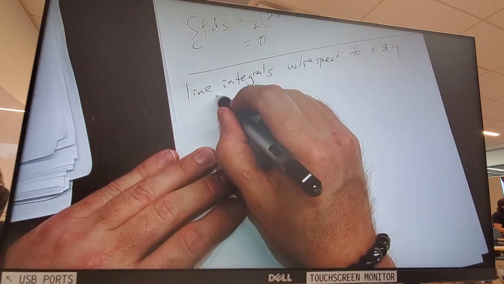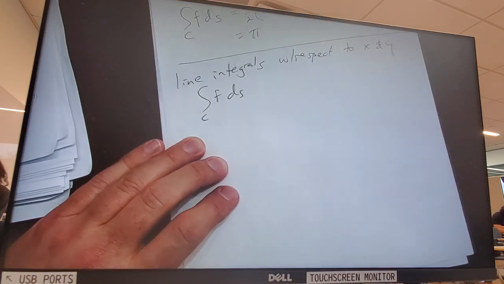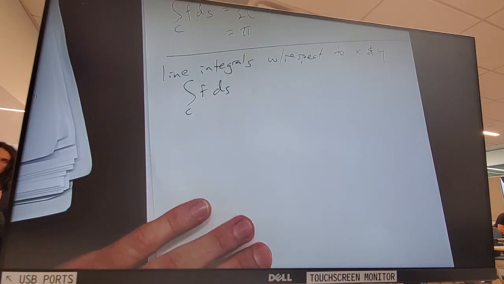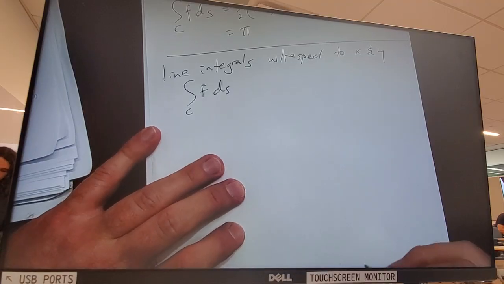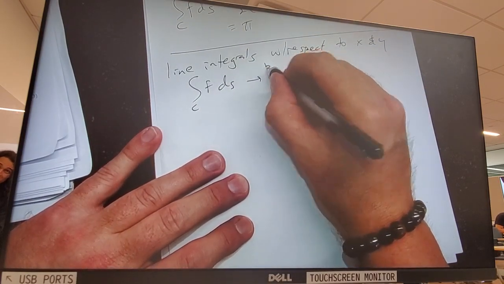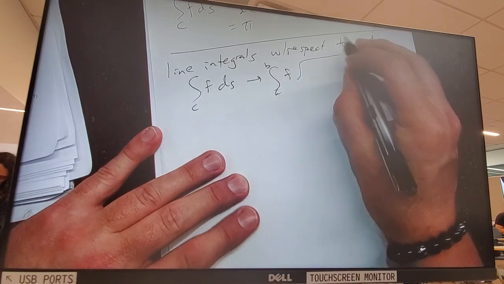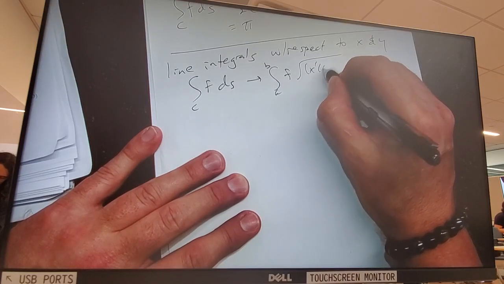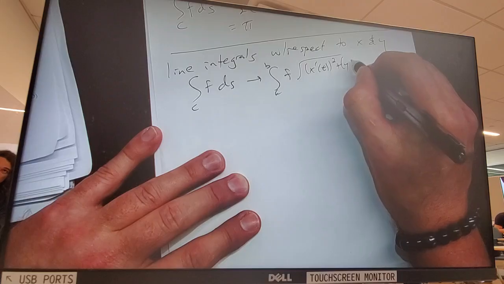So just to remind you guys, this would be integration with respect to the full arc. If I make it this, that's with respect to the parameterized version. Let me write it the shorthand way here real quick.